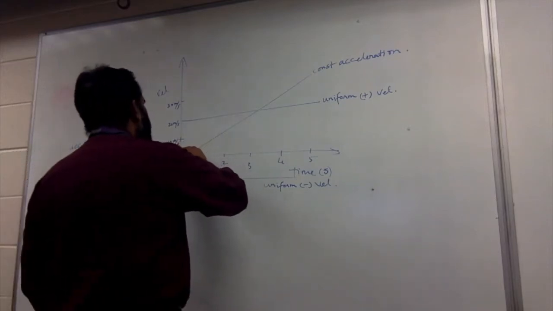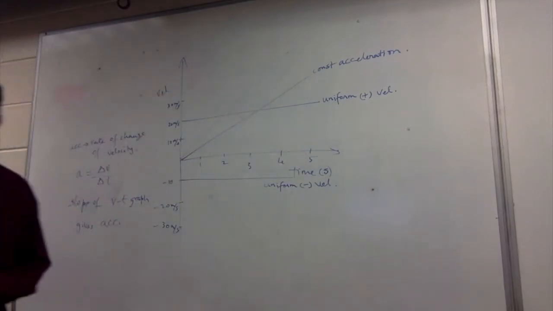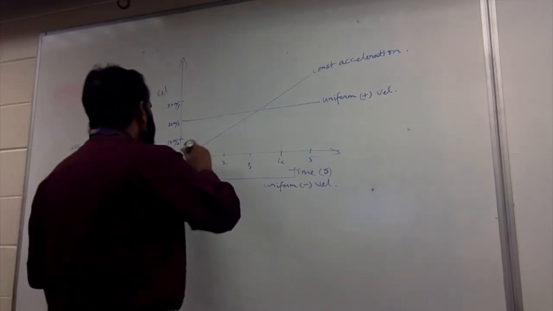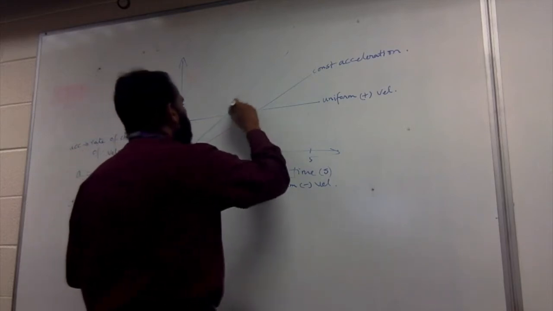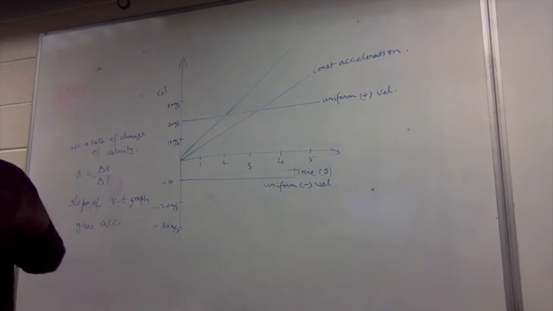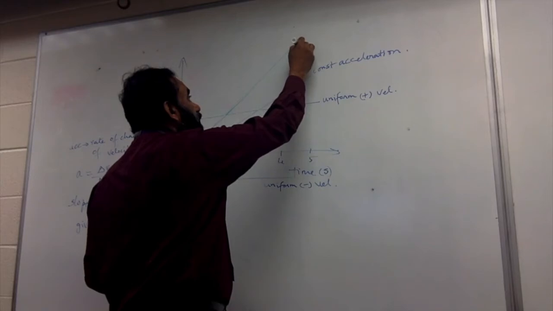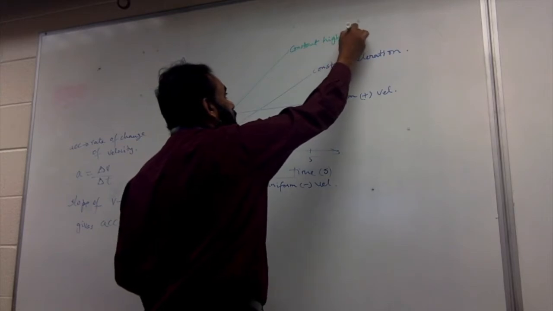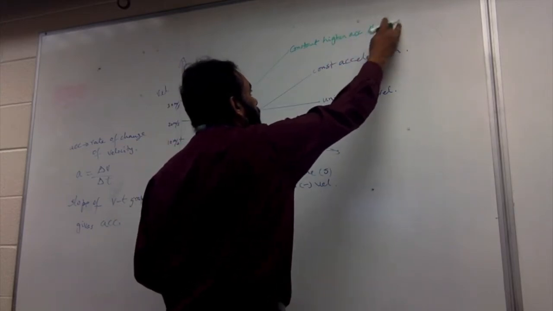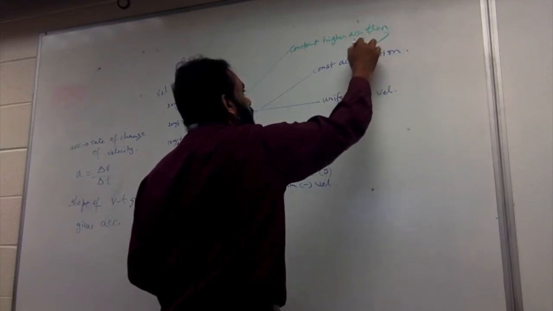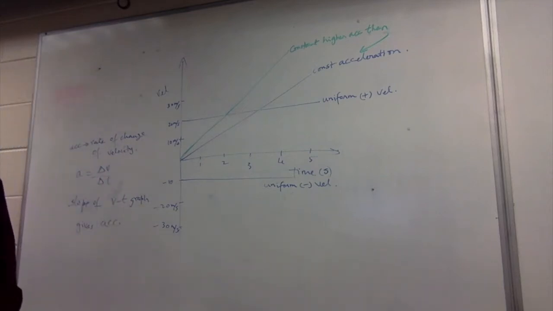What is this one? What is that line? It's a faster acceleration, a greater acceleration. So constant higher acceleration than this. It's a constant higher acceleration because it's a greater slope.